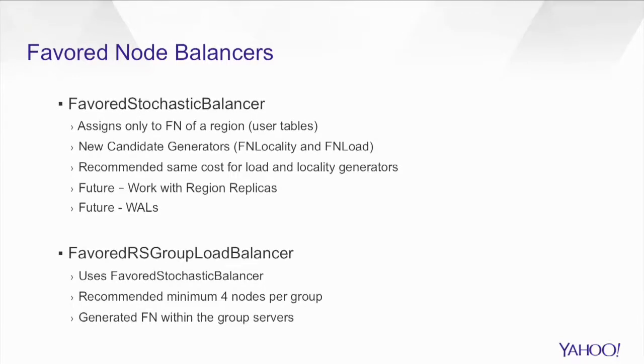The other balancer that we have is the favored RS group load balancer. That is basically group aware. And since it uses the favored stochastic balancer, it is also favored node aware. So it is all assigned within the same group and within the favored nodes for that region.